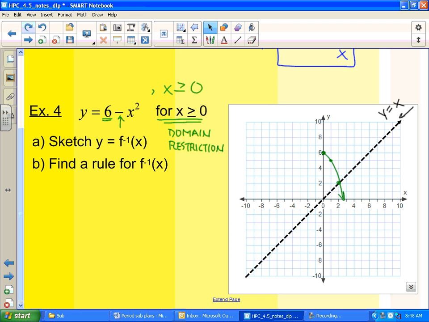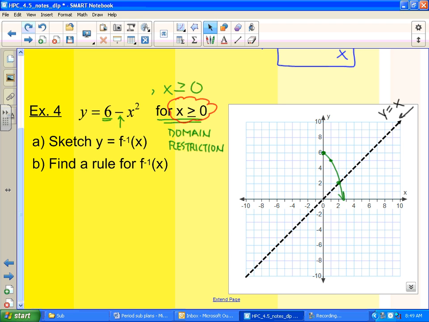When we create our rules for these restricted domains, we have to remember that when I switch x's and y's in my rule, I'm also going to switch the x's and y's for my restrictions. This will tell me which part of my radical, if I have a squared function like this, I have to look at. Or if I had an absolute value that I was restricting, which side of the absolute value I'm going to have to look at. So this is important. When we do our switching, we switch not just the y's and x's of the function itself, but of the domain value.